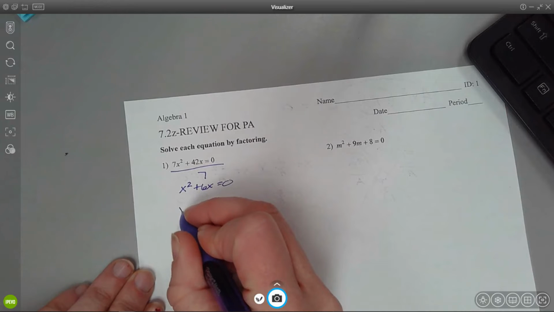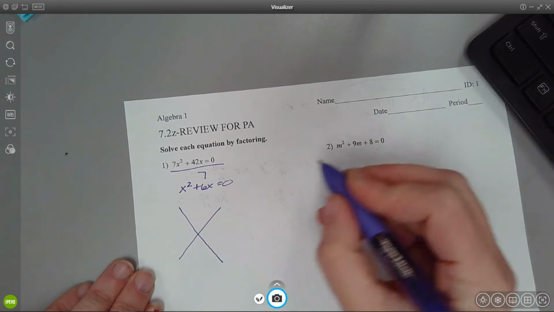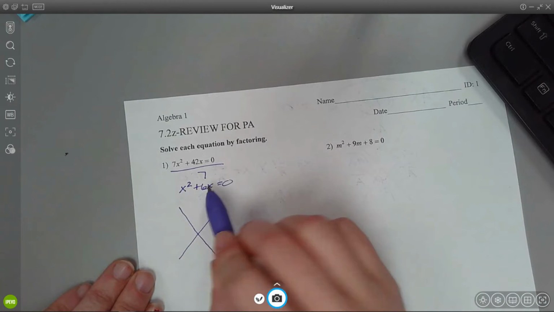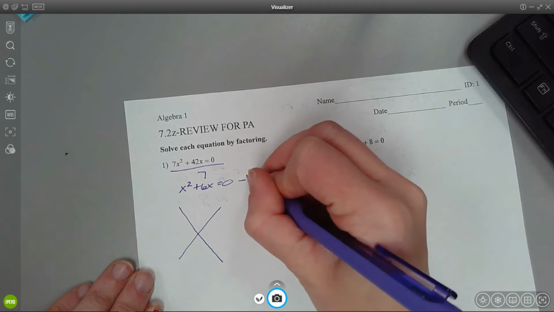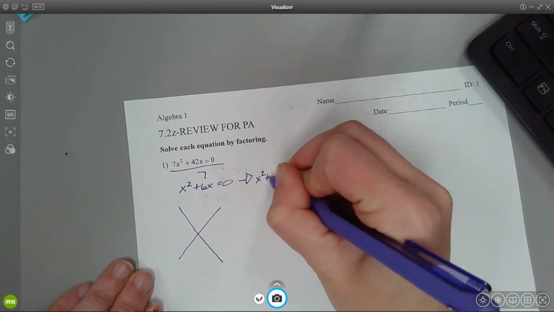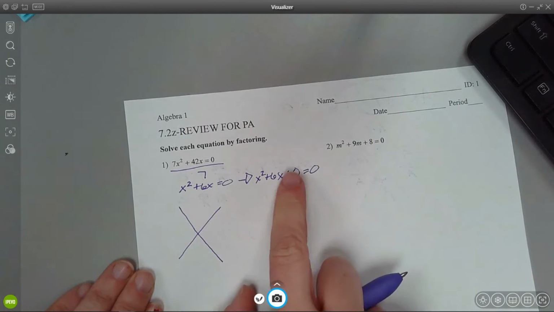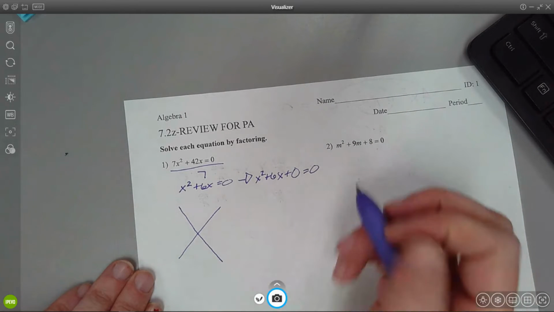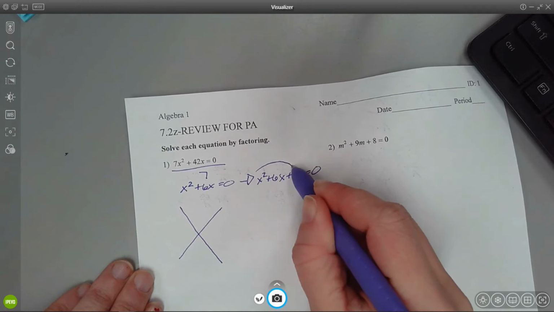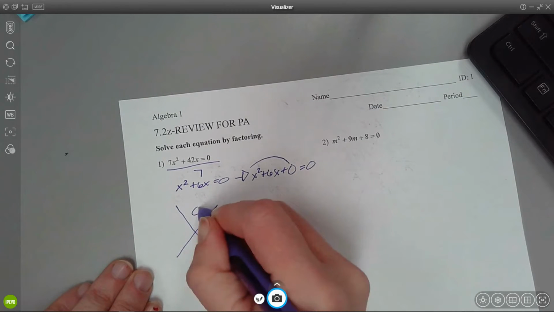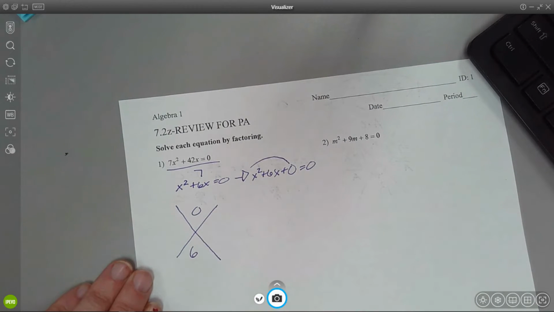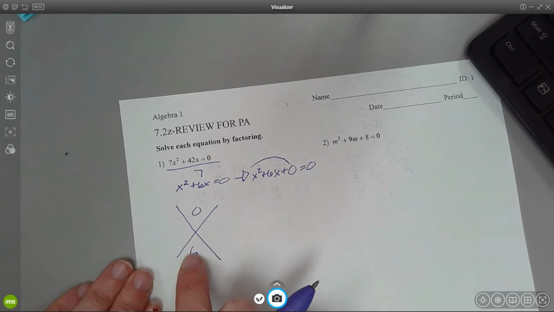If you're someone that likes to still make the x factor on this, that's fine. If you recognize that you can factor an x out of that, that's fine too. I'm going to go ahead and make the diamond. There's only two terms here, so that's like saying x squared plus 6x plus 0 equals 0. There's nothing in that c term. I multiply the two outside numbers together: 1 times 0 is 0.